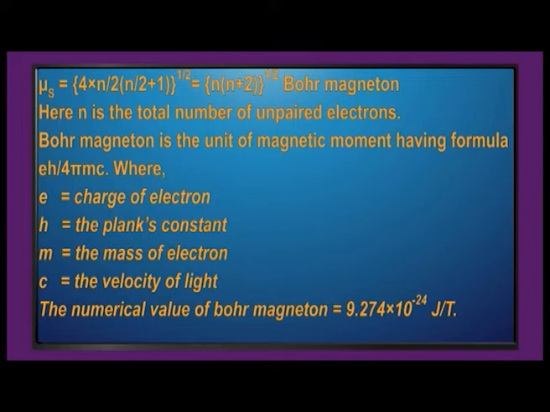Bohr magneton is the unit of magnetic moment having the formula eh by 4 pi mc, where e is the charge of the electron or charged particle, h is Planck's constant, m is the mass of the electron, and c is the velocity of light. The numerical value of the Bohr magneton comes to be 9.274 into 10 to the power minus 24 joule per Tesla.